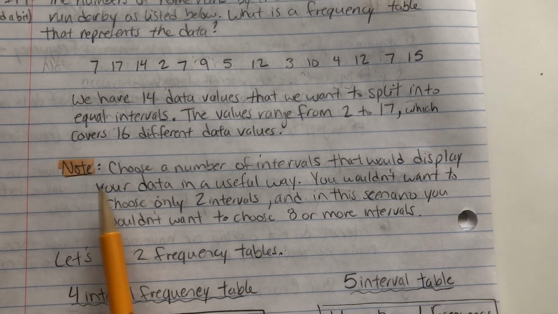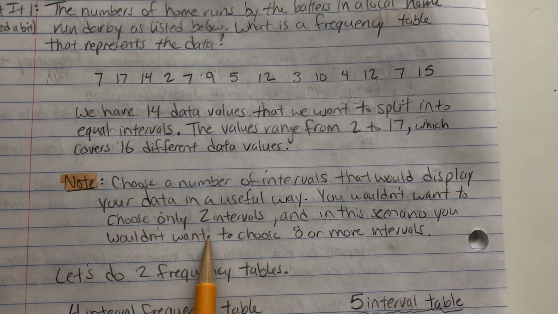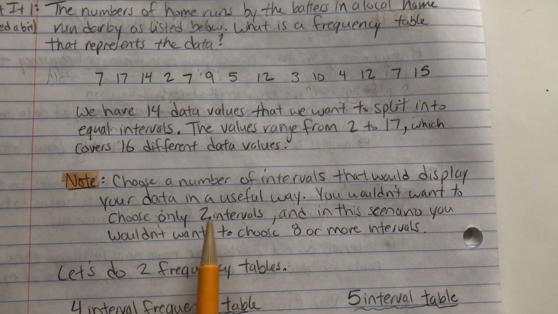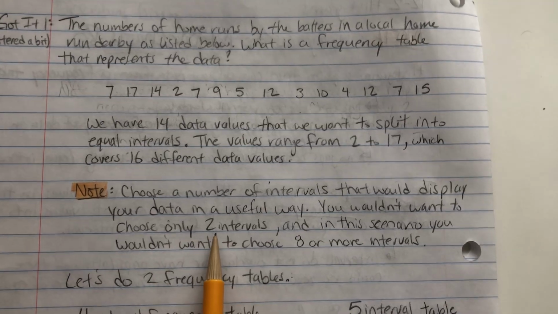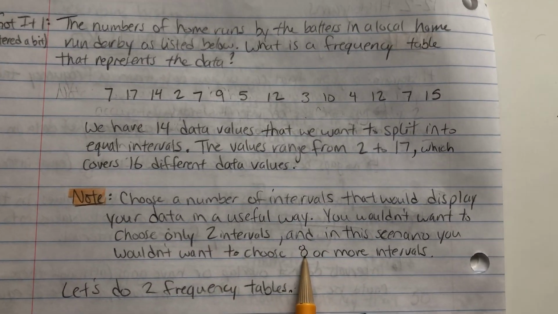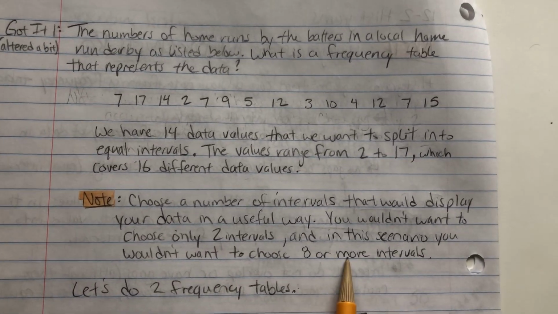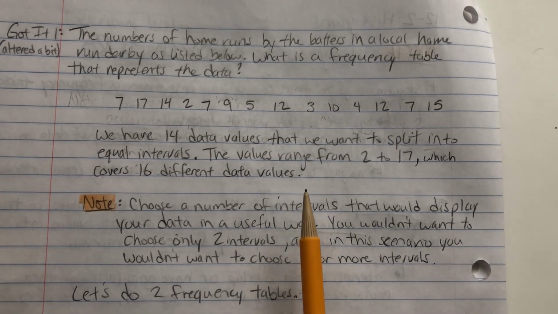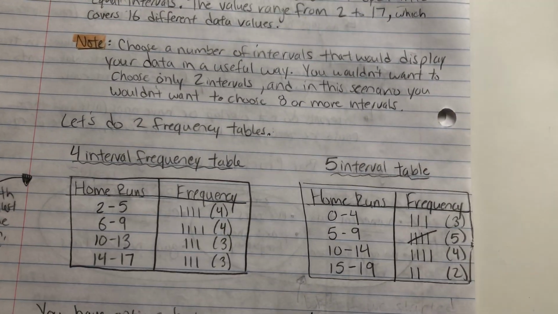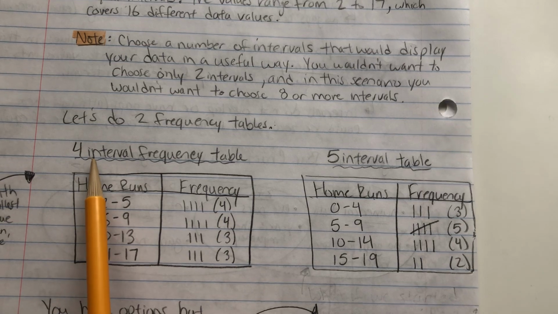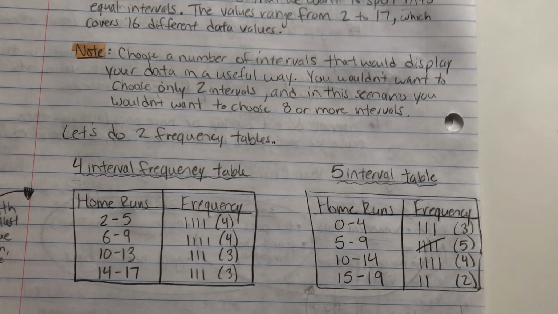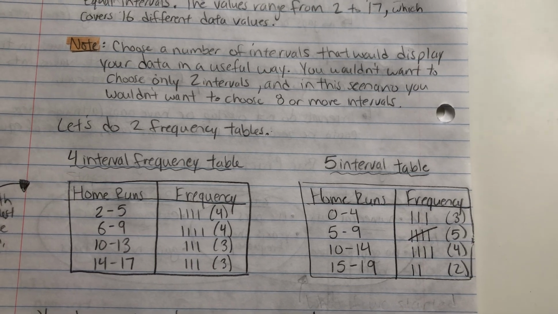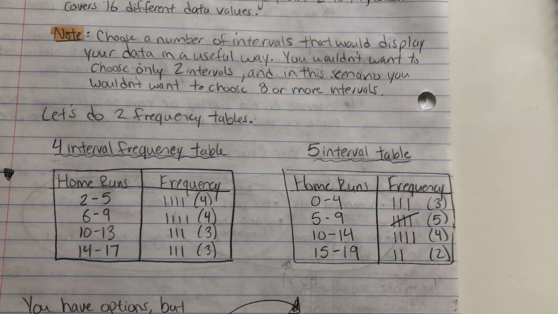Note, choose a number of intervals that would display your data in a useful way. You wouldn't want to only choose 2 intervals because then you'd only have 2 bars, and that doesn't really tell you much about your data. You also don't want, in this case, 8 intervals or more when you only have 14 data values. So I set up 2 different frequency tables. I decided to try 4 intervals and 5 intervals. It doesn't matter where you start for your intervals. You just want to make sure the intervals are of the same width.